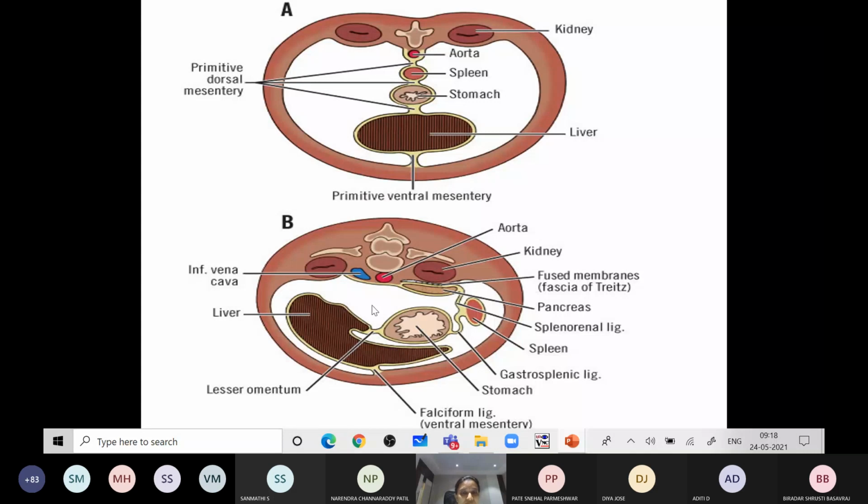Okay, you understood this? Like how different folds are formed. This is in the upper part. The ventral mesogastrium is divided into two parts: the falciform ligament between the anterior abdominal wall and the liver, and the lesser omentum between the liver and the stomach. Dorsal mesogastrium is divided into two parts: between the stomach and the spleen is the gastrosplenic ligament, and between the spleen and the posterior abdominal wall and kidney is the lienorenal ligament.